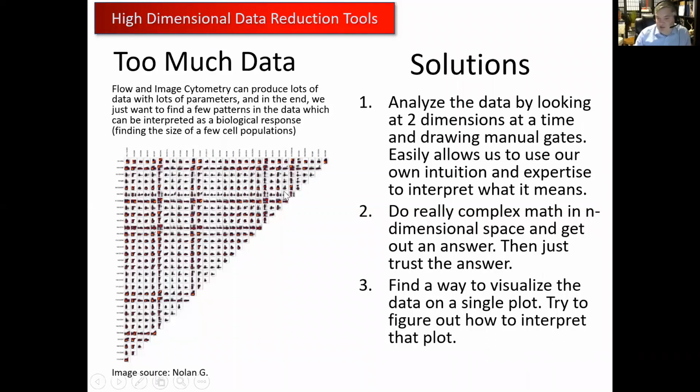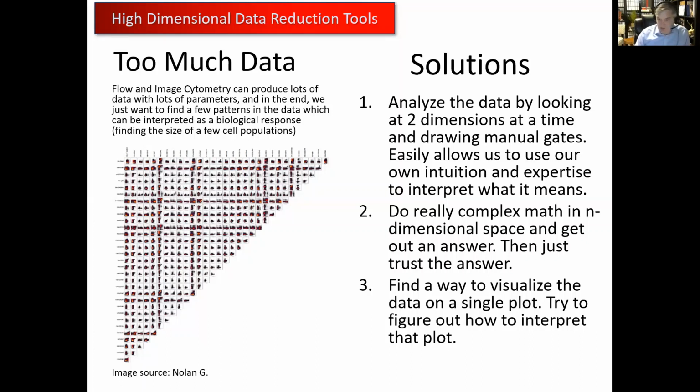So there's a number of solutions that can be applied for working with these types of data sets. One solution is what I already mentioned, looking at 2 dimensions at a time and drawing manual gates around all of these different plots, and trying to use our own intuition and expertise to interpret what that actually means. Another way is doing really complex math in some sort of n-dimensional space, getting out an answer, and then just trusting that answer. And that's not an invalid approach, but generally you need some sort of statistician, somebody who's really good at programming, somebody who can put together that really complex math to get you the type of answer that you need.